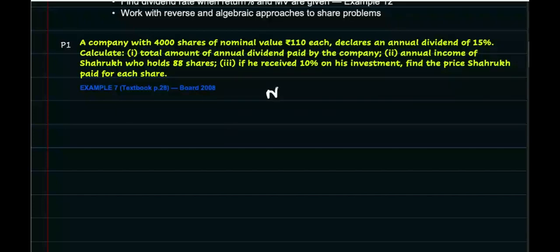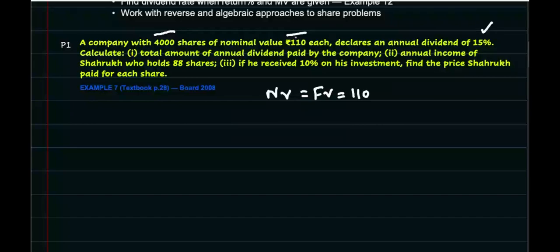So here the face value is given as how much? 110 rupees, right? And how much is the dividend here? Dividend is 15% of this face value. What we need to calculate here is the total amount of annual dividend paid by the company. The company has a total of 4,000 shares, right? And 110 is the face value. Got it?